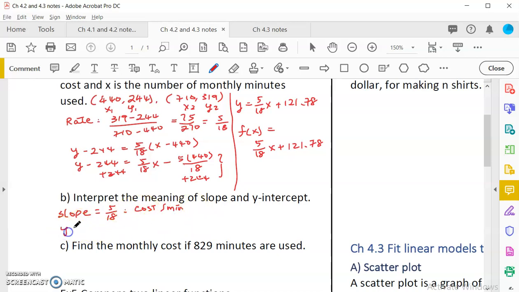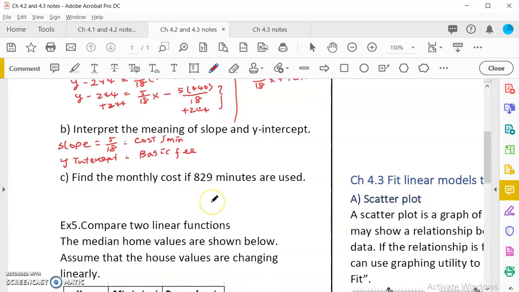The y-intercept is when x is 0. So when you do not use anything, that's the basic fee, right? Even if you don't talk, to get this plan, you have to pay this basic fee. Find the monthly cost if 29 minutes are used. So 29 minutes is minutes, so that's x. I want to find cost, so I don't know the cost. Find f of 29 using the model.